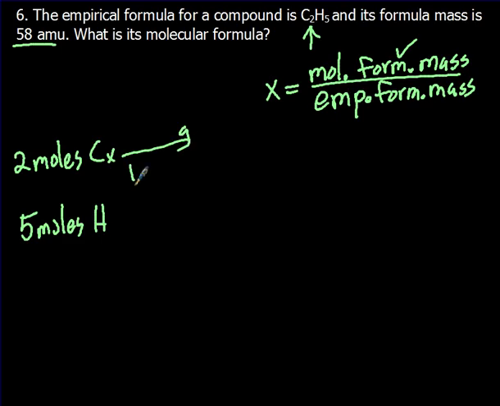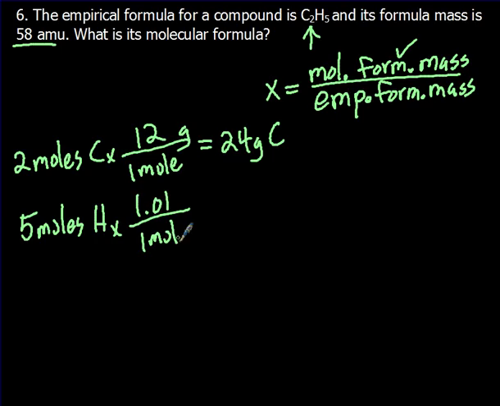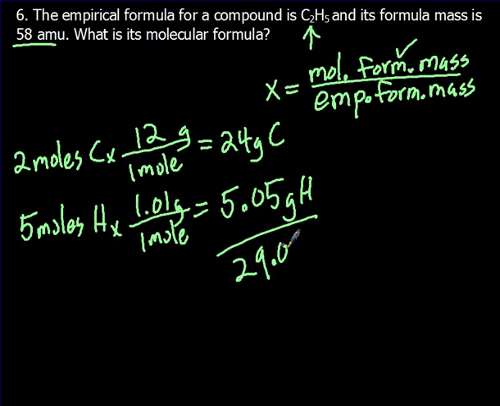So we want grams. We want to cancel out moles. Carbon has a mass of 12. So 2 times 12 is just 24. Hydrogen has a mass of 1.01 for 1 mole. That's just 5.05 grams of hydrogen. If we add those two up, you get 29.05 grams of C2H5. So we now have the empirical formula mass.